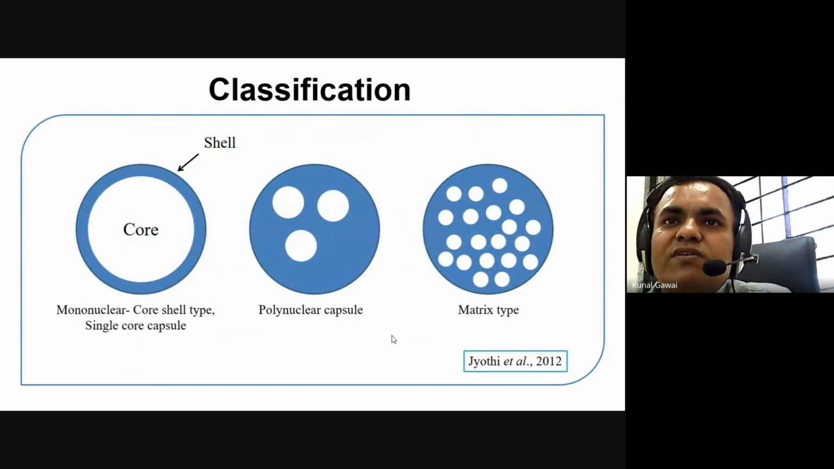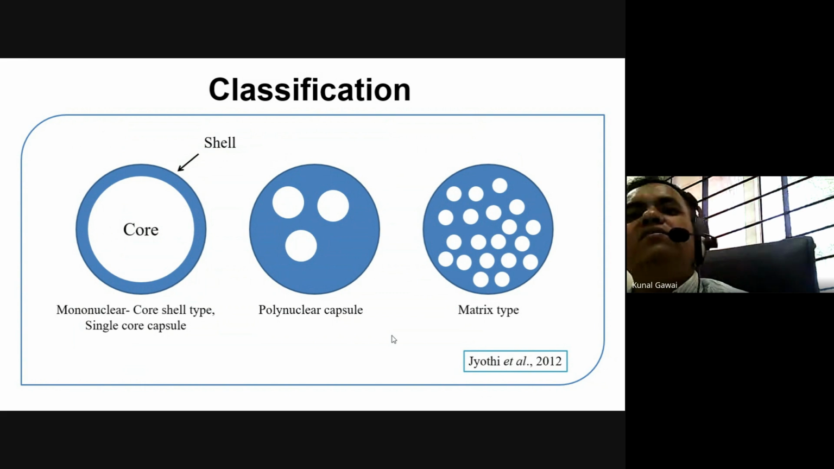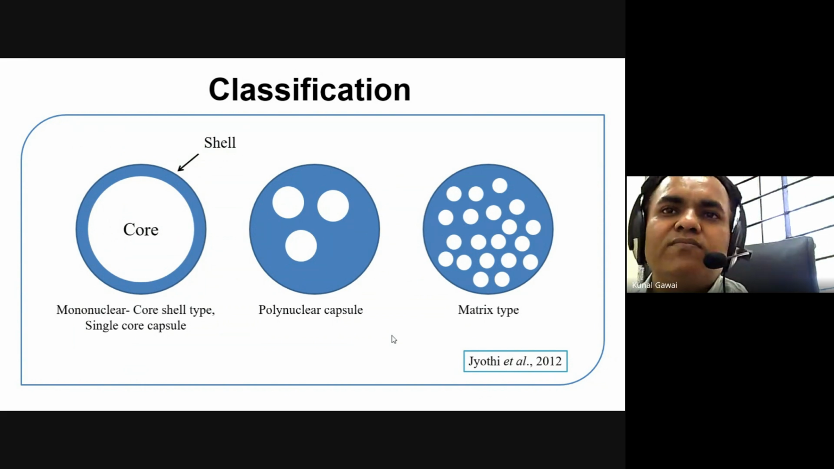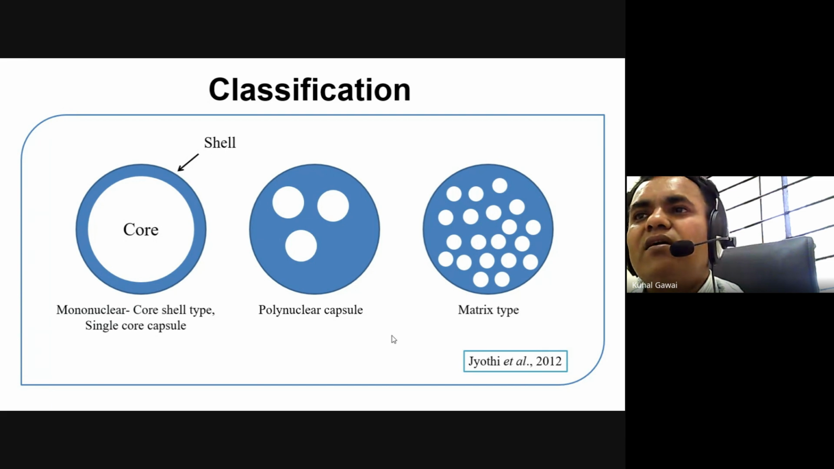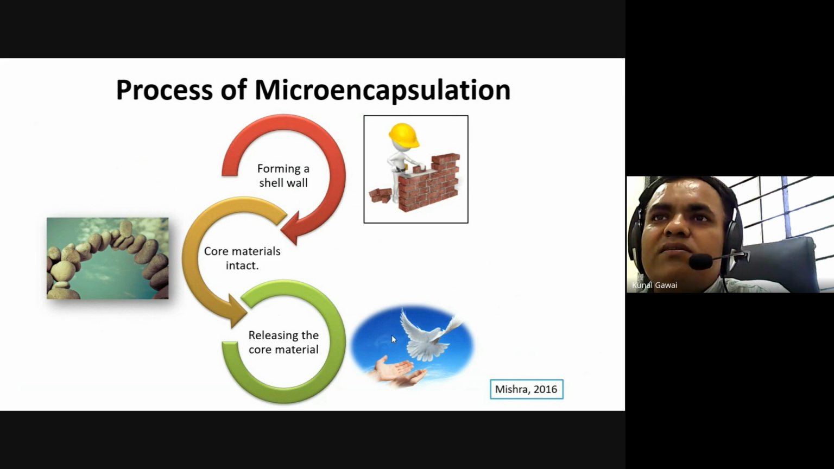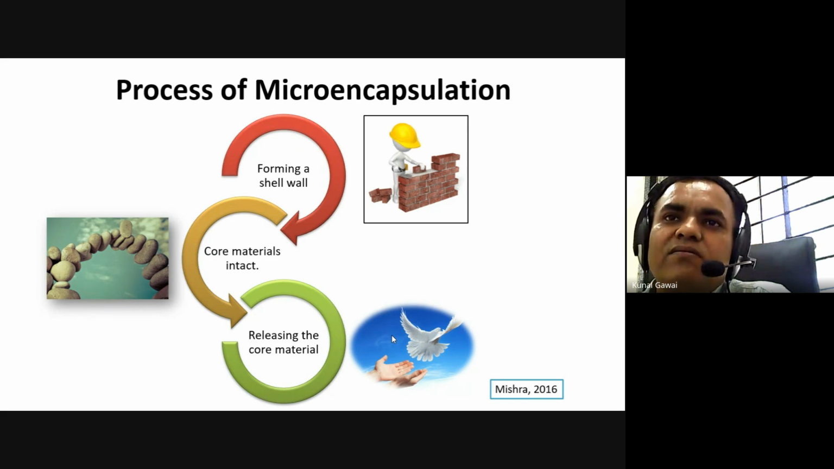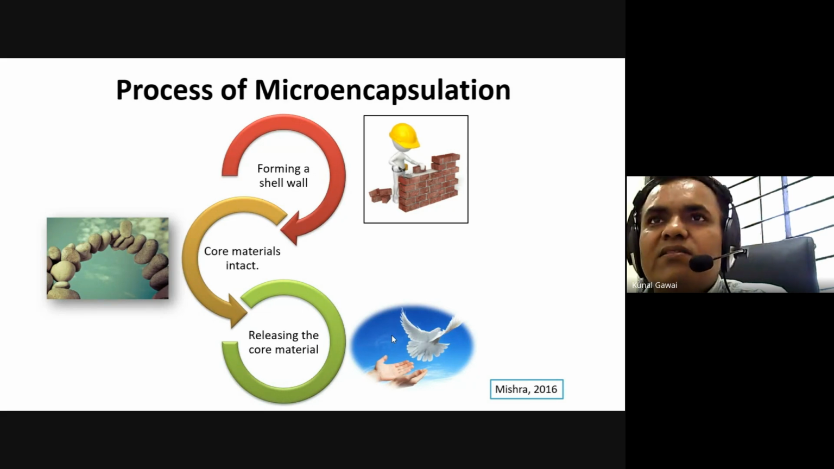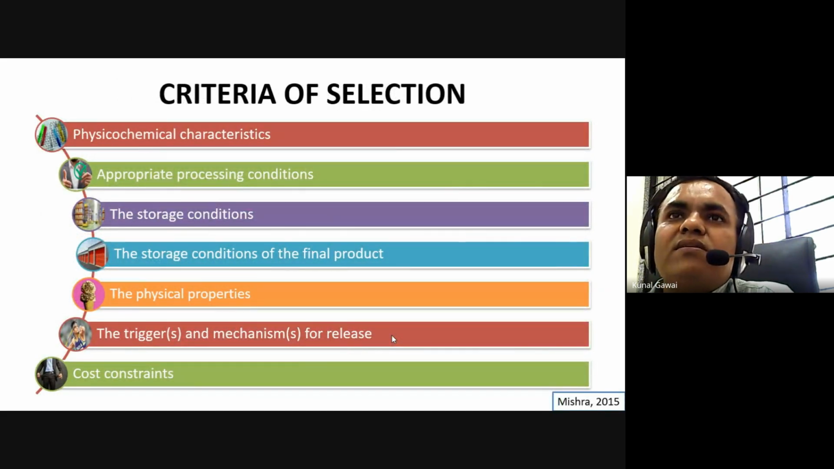So we have a shell and core material, and in certain cases it is a single shell with one capsule, which is a mononuclear or single core capsule. In certain conditions it is a polynuclear capsule, and when there are many capsules intact within the shell, it is known as matrix type. So the process of microencapsulation starts with forming the shell, and that shell will contain the bioactive compound or core material, and finally the third part is releasing that core material. In this way the process usually happens. So what are the criteria?